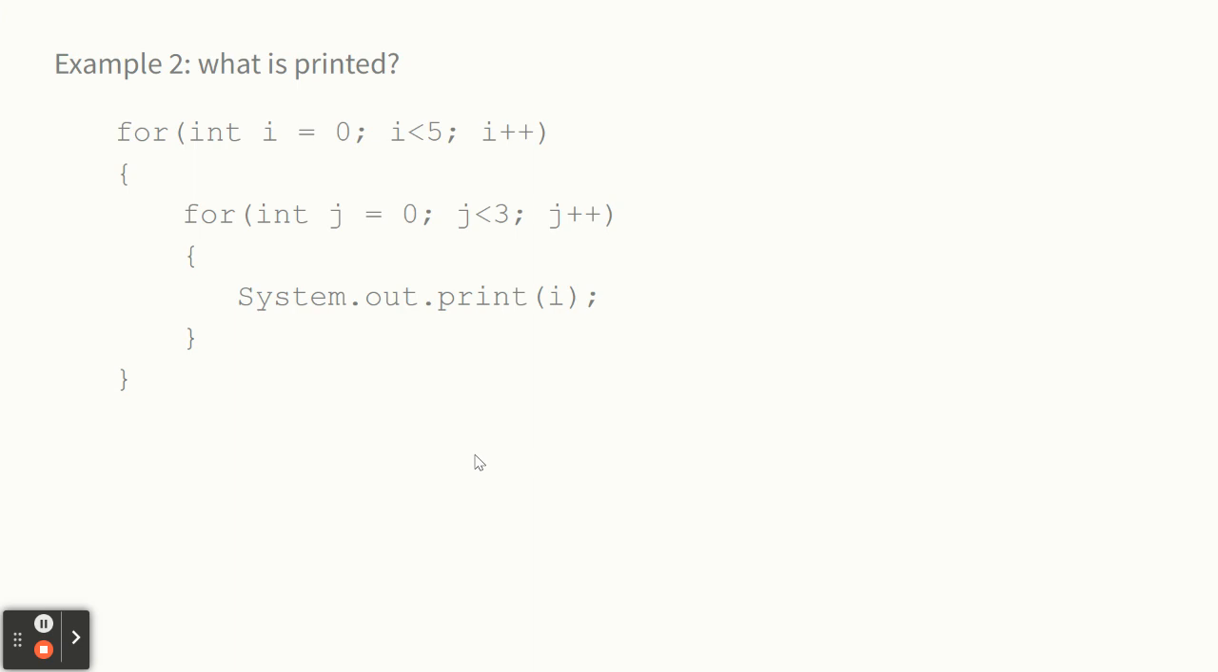But could you say that a better way? Yeah. I mean, it's 0, 0, 0, 1, 1, 1, 2, 2, 2, 3, 3, 3, 4, 4, 4. Yeah, so it's not 0, 1, 2, 3, 4 times. It's 0, 0, 0, 1, 1, 1.